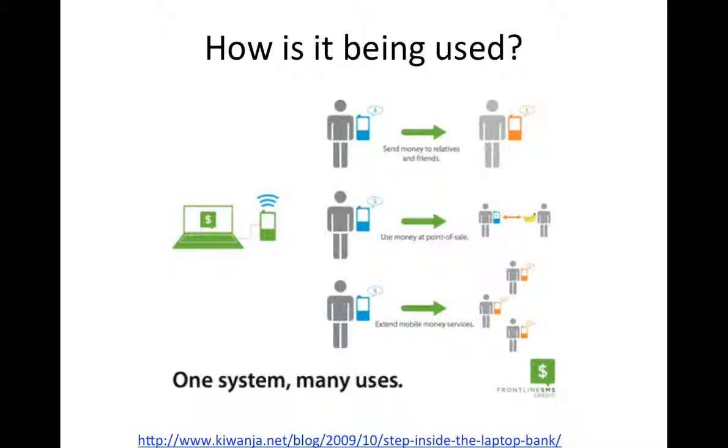Another system is called Frontline SMS Credit, which is similar. I don't know if you ever heard of M-Pesa, which is another mobile money solution that is very popular in East Africa specifically. This is similar in that respect. You can remit, so you can send money to relatives and friends, use money at the point of sale, or you can extend mobile money services. So it takes M-Pesa and extends that a little bit further, but it allows for using a very, very simple phone and the laptop as the server.